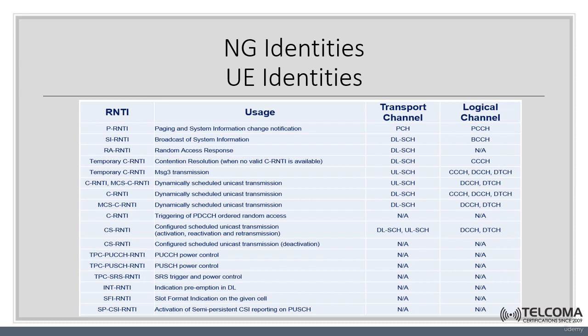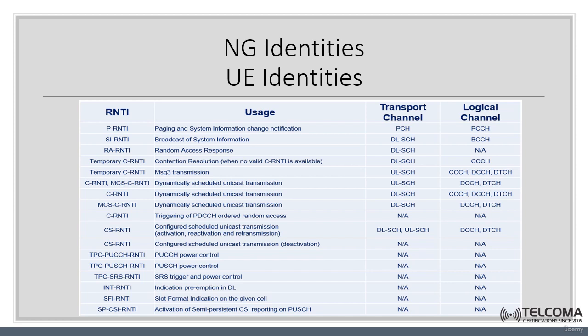So the first type of RNTI is the Paging RNTI, and from the name it is used by the user equipment for the reception of paging message, and it is carried over the PCH channel and the PCCH logical channel.